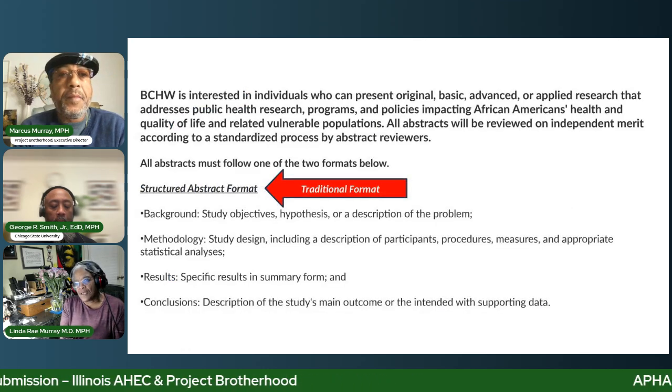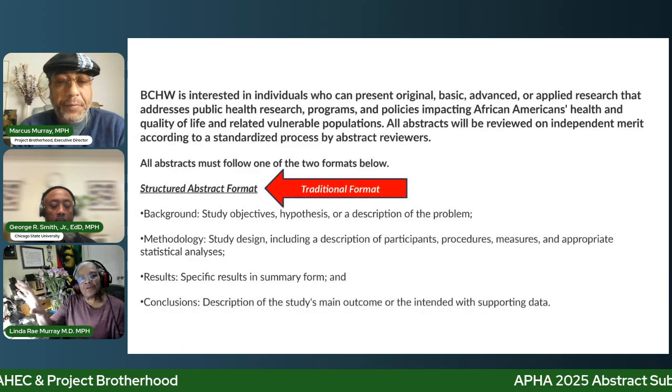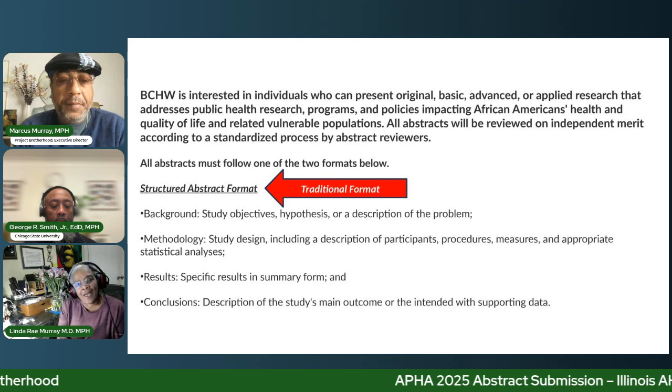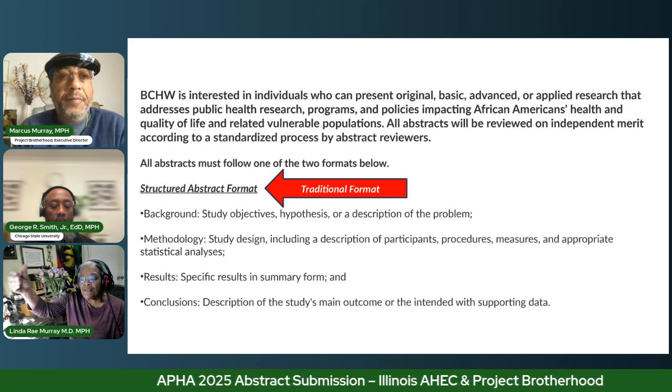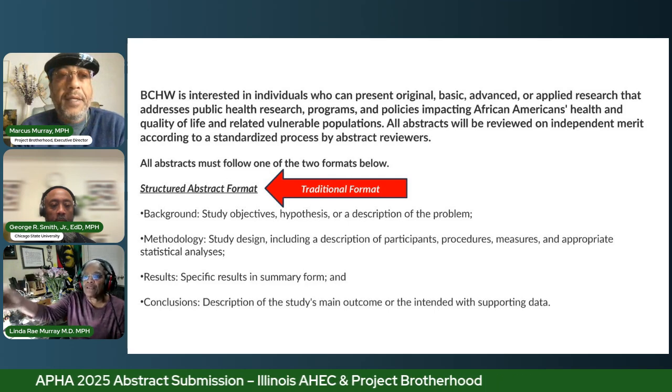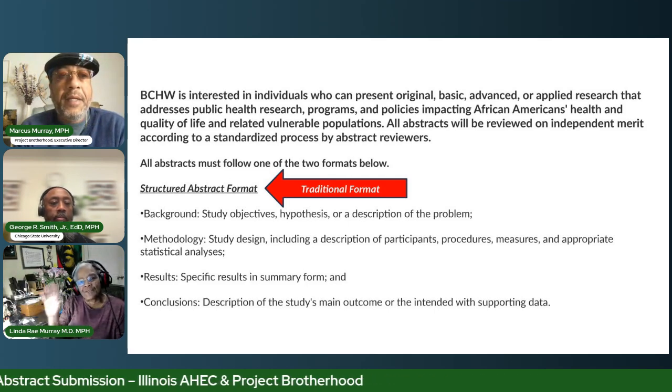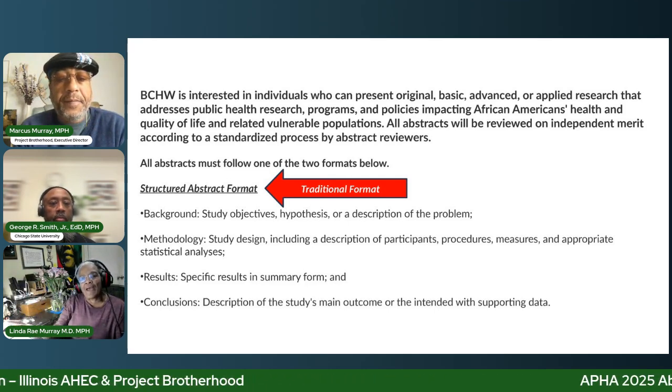So this is the Black Caucus, but this is a standard abstract format. You should look at it, and you're going to follow that format with exactly the headings that they have there: background, methodology, results, conclusions. That's a standard sort of template for abstracts. Next slide.